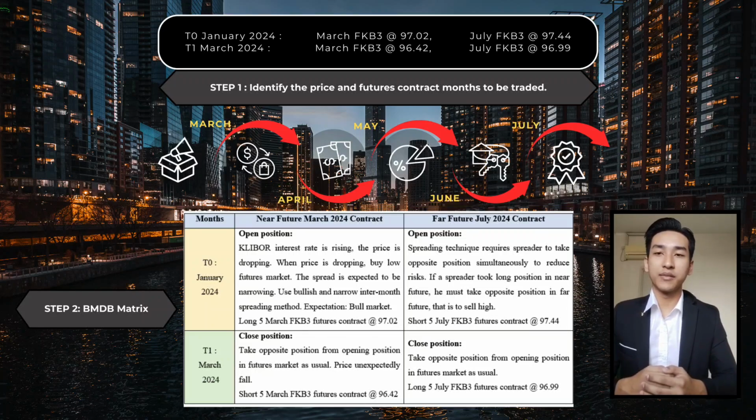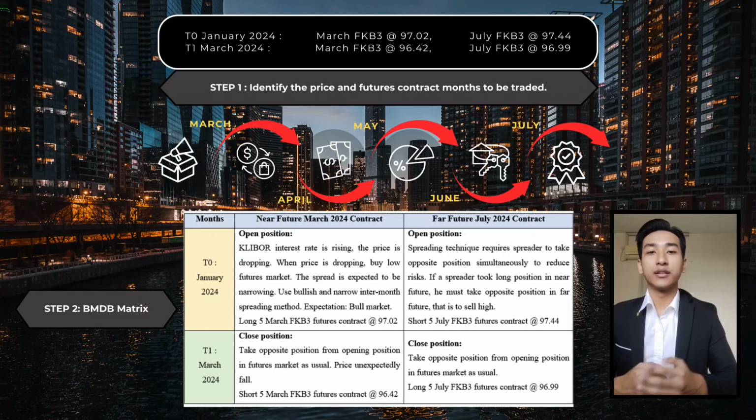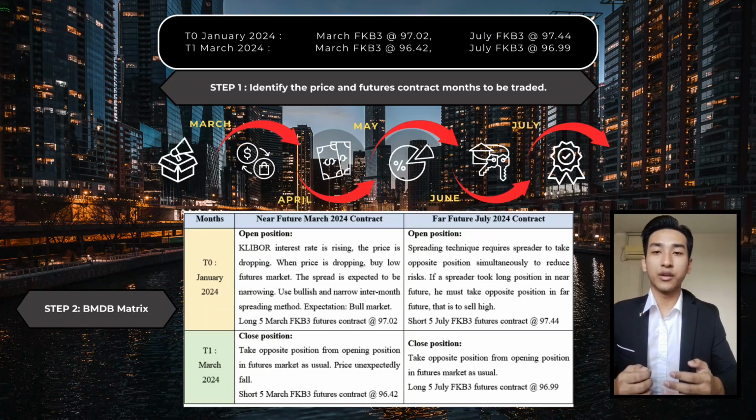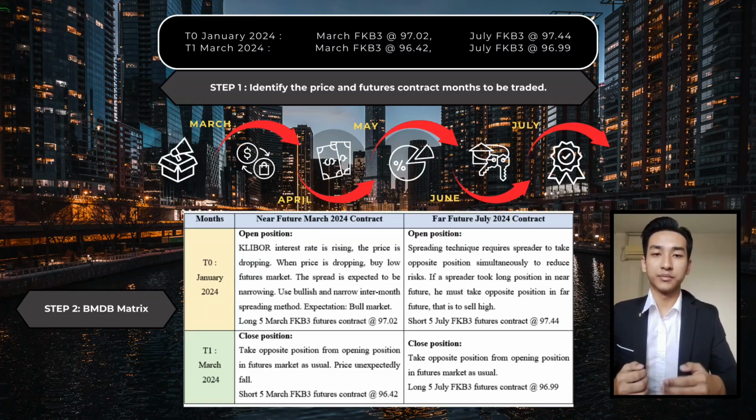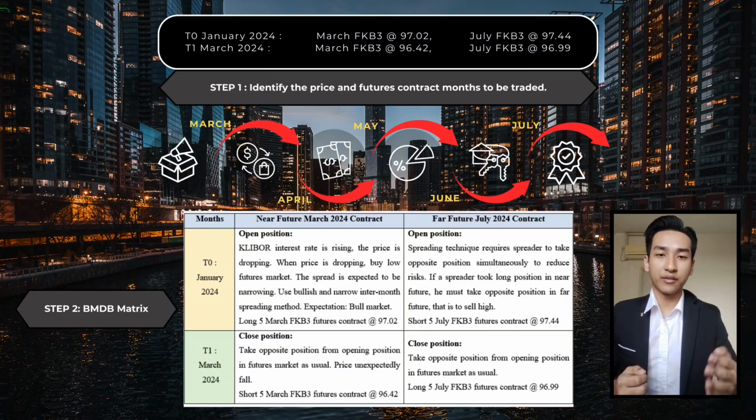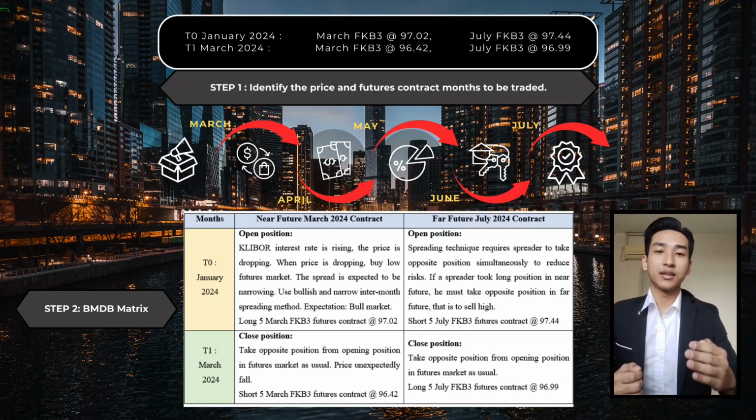So what is the metrics? T0 at January 2024, under the near futures month. What we have to do is long 5 FKBG futures contracts at 97.02. This is because we have to buy low and then sell high. Since it is a spreading technique, we have to take the opposite position in the far futures.